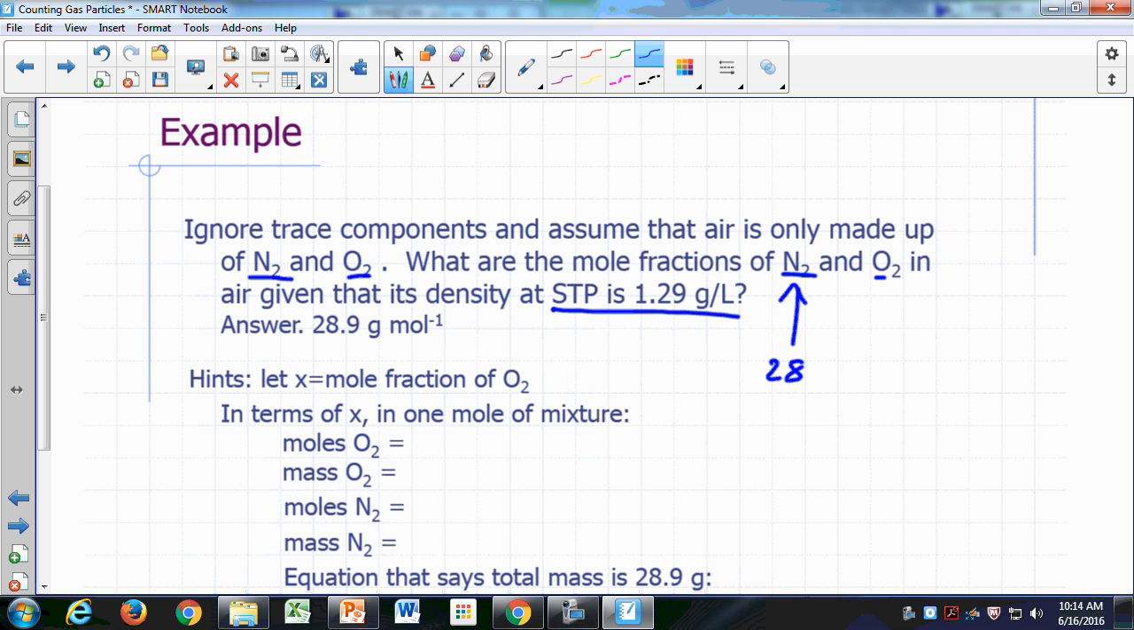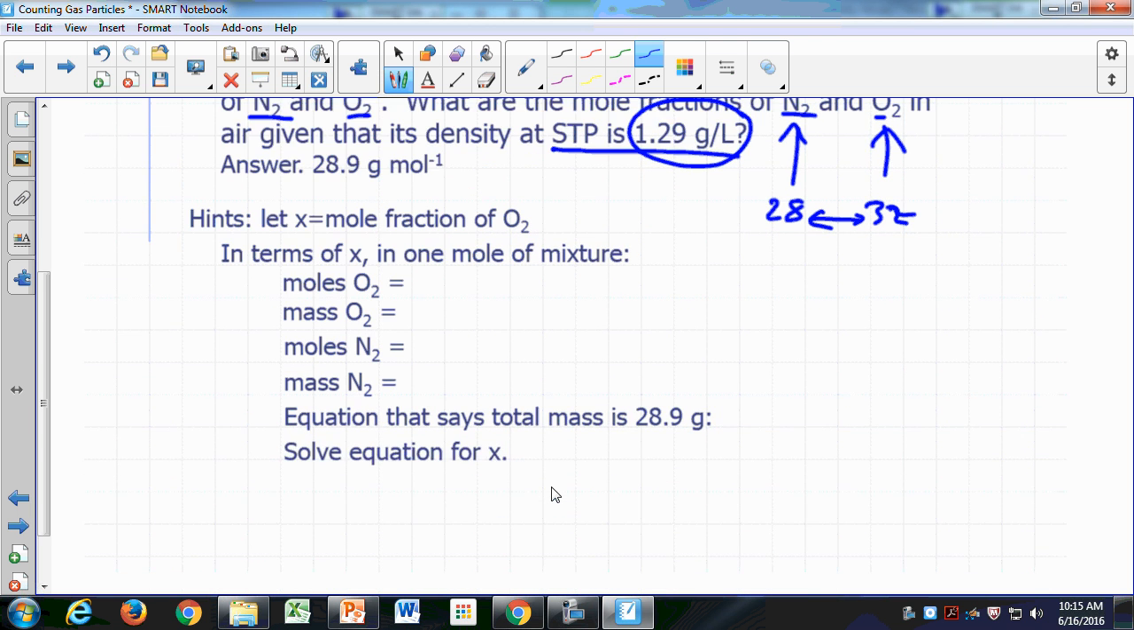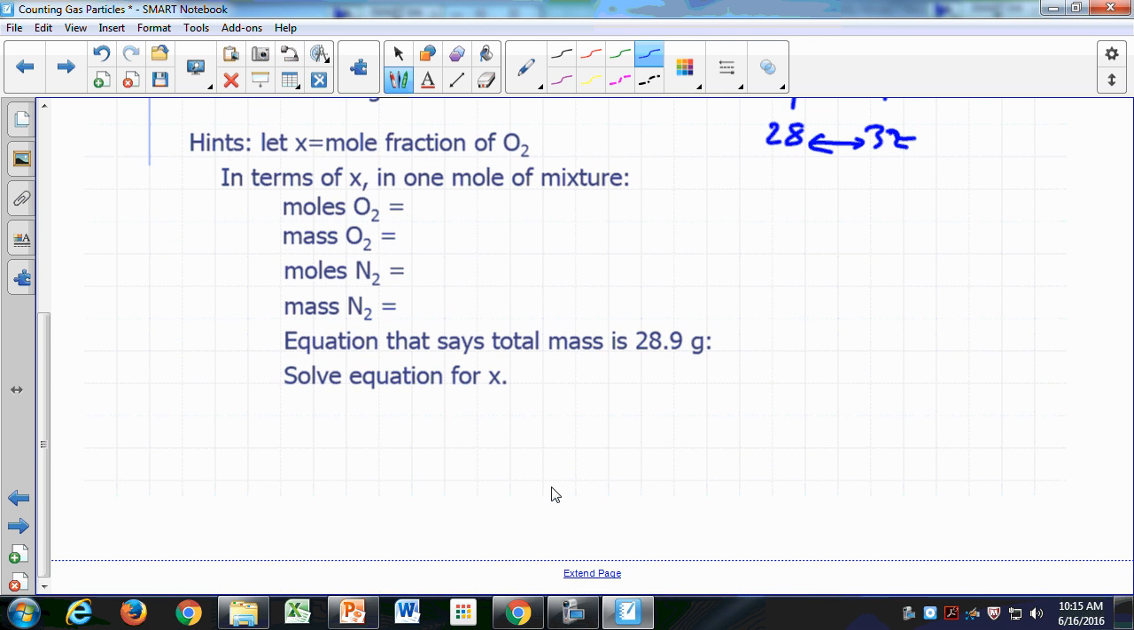N2 would be 28, O2 would be 32. So the molar mass that you can calculate based on this density is going to be a number between these two. It's going to be an average, but it's weighted depending on how much N2 and how much O2 you have.